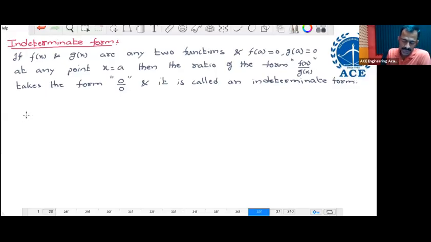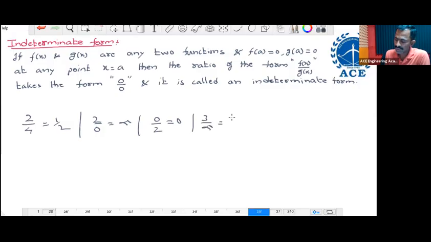just look at this. 2 by 4 equal to 1 by 2. Next, 2 by 0 equal to infinity. 0 by 2 equal to 0. 3 by infinity equal to 0. Next, 4 by 4 equal to 1. Next, 0 by 0 equal to, can we cancel these to 1 like this? No, this is not correct.